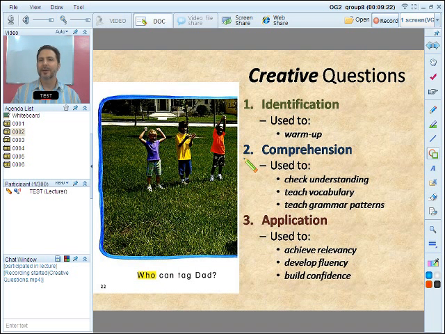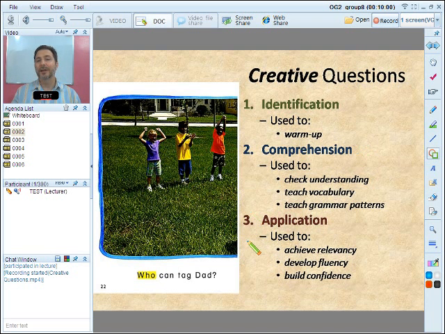The second level is going to be the comprehension level, and this is where you're going to check the student's understanding. You're going to take this chance or opportunity to teach them vocabulary, and you're also going to teach grammar patterns. It doesn't mean that every lesson you will do these, but these are the options available to you. So when you're using the comprehension questions, you can use them to check the student's understanding. You can use them to teach vocabulary. And you can use them to teach grammar patterns.